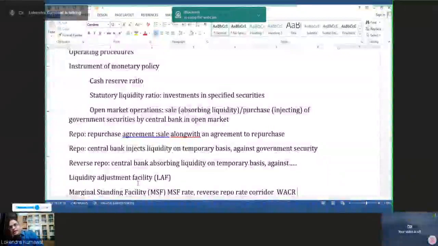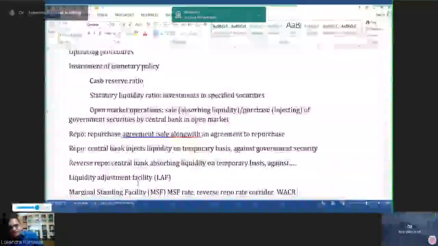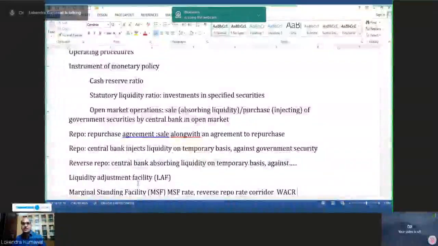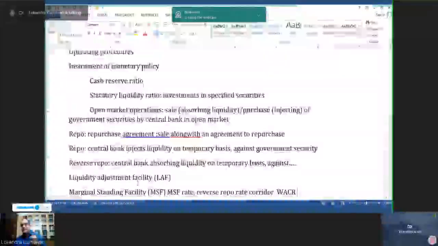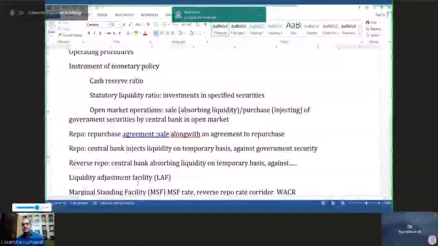Repo, reverse repo. And if banks still need liquidity beyond what they can get by repo operations, they can get it through the marginal standing facility. So three things: repo, reverse repo, and MSF. Reverse repo is the lowest rate; this is the rate at which banks can park their funds with the RBI. The MSF rate is the highest rate at which they can borrow from the central bank.